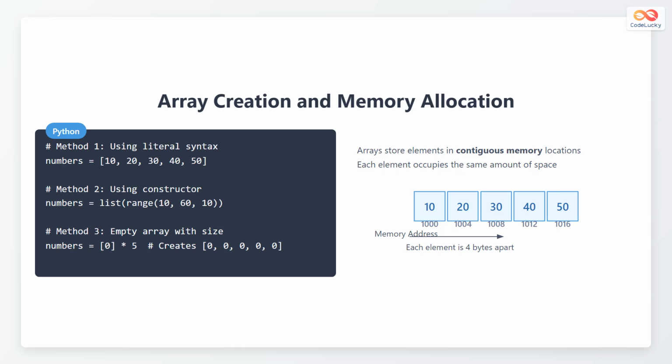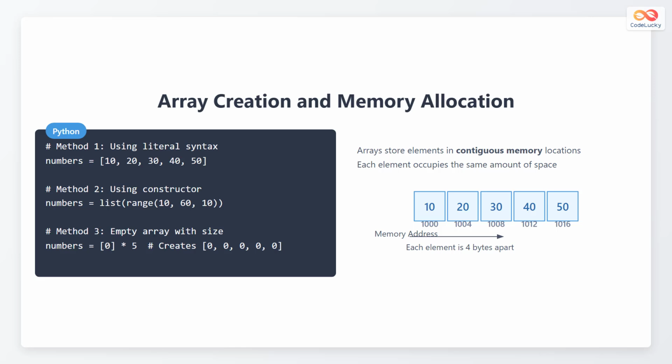In Python, there are 3 common methods to create an array. Method 1 involves using literal syntax. For example, numbers = [10, 20, 30, 40, 50]. Method 2 uses a constructor. For example, numbers = list(range(10, 60, 10)).